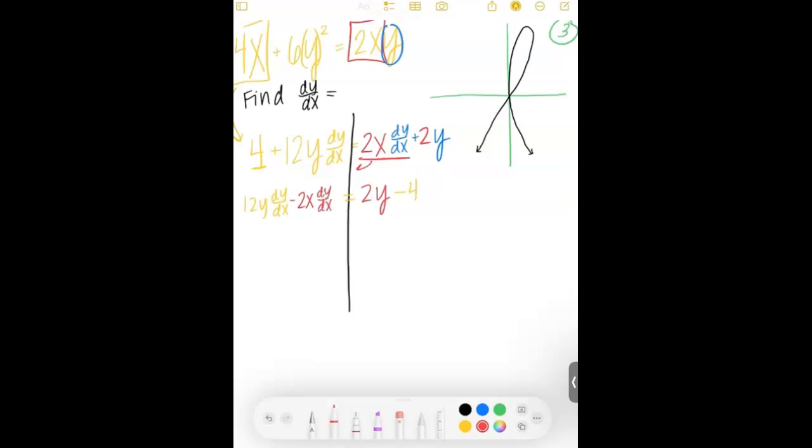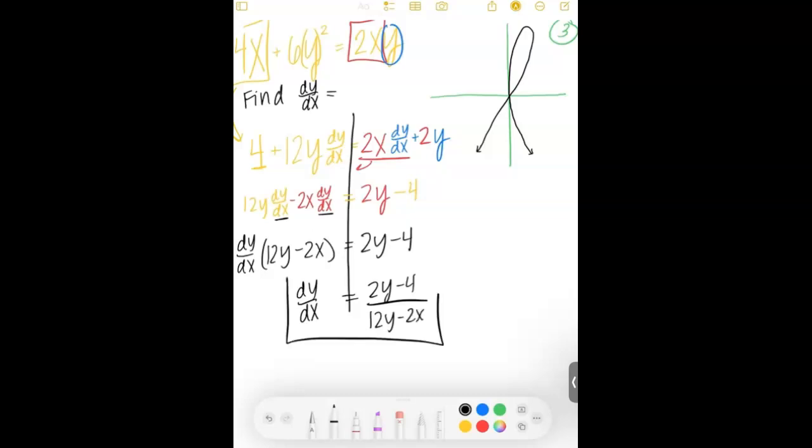And so we're getting closer to dy/dx equals. Once we get all the dy/dx's on one side, we can go ahead and factor what they have in common out. So (12y minus 2x), and it equals this 2y minus 4. Well, the last thing to get dy/dx by itself is to divide off what's in the parentheses. So 2y minus 4 gets divided by 12y minus 2x. So that is the slope at any point.